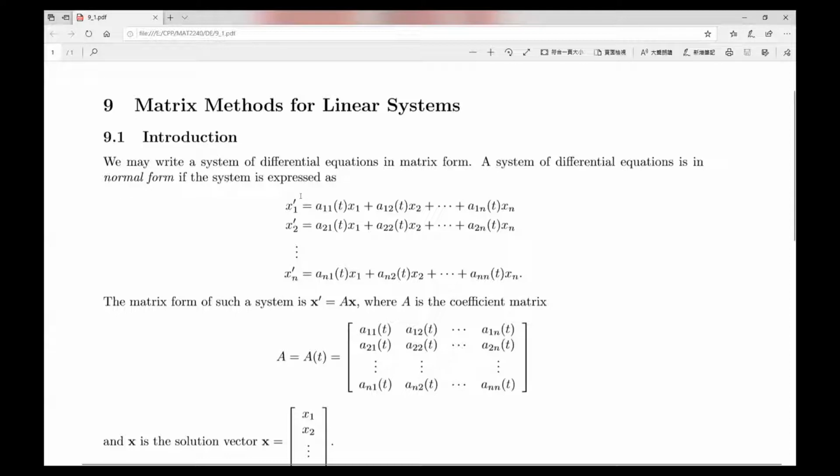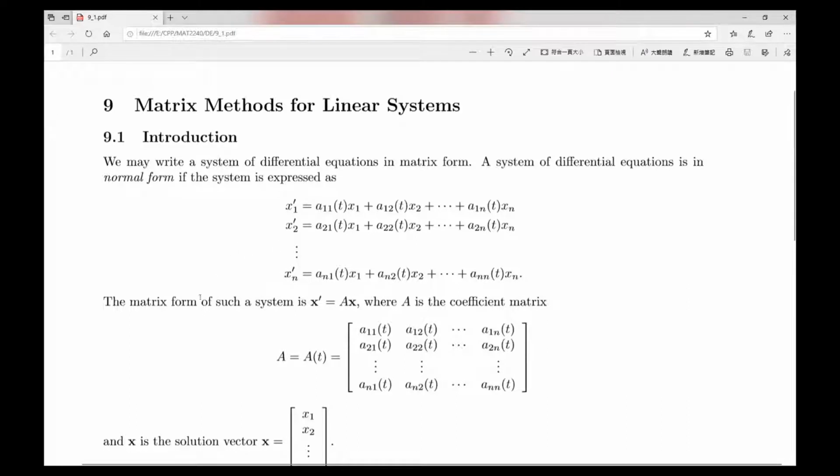If the system is expressed in this form, we can see that on the left hand side we have x1, x2, and then up to xn prime. And on the right hand side, we just have the linear combination of x1, x2 up to xn with some function based on t: A11(t), A12(t) up to A1n(t). So we have this system of equations.